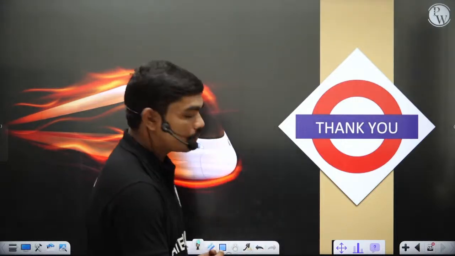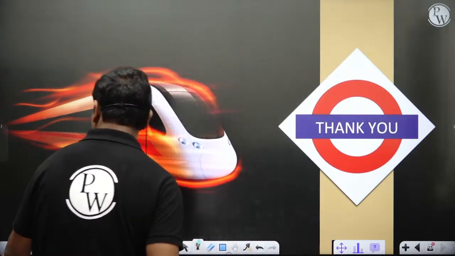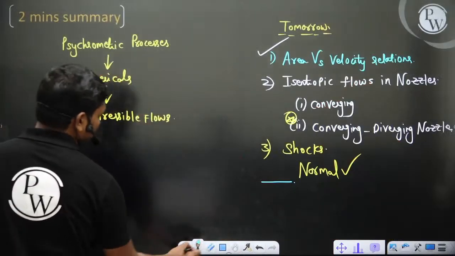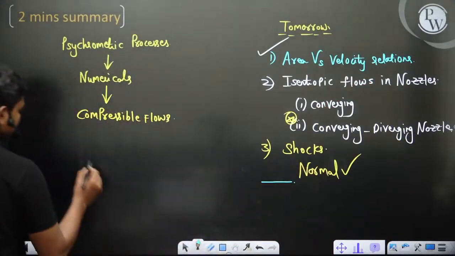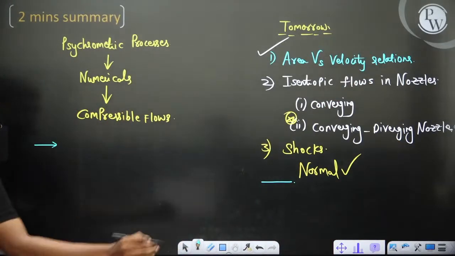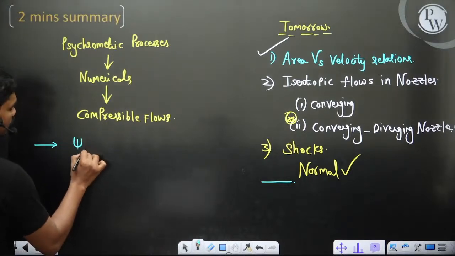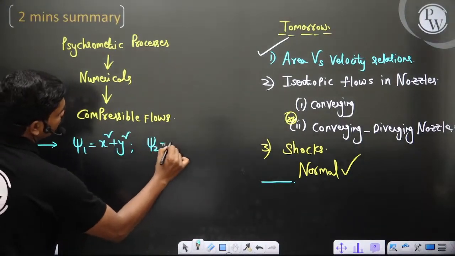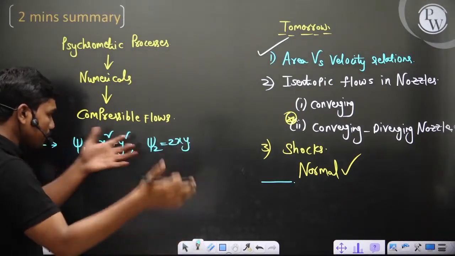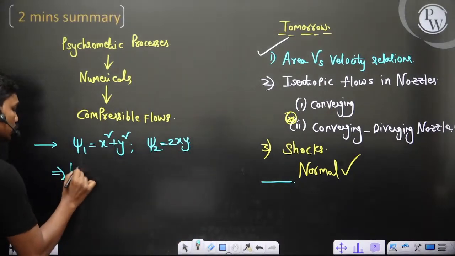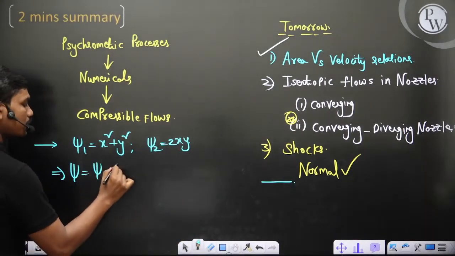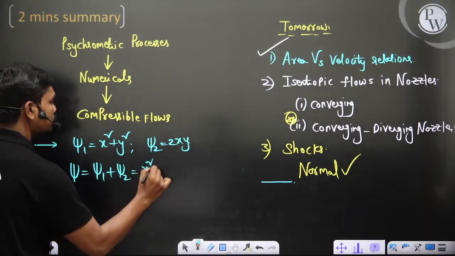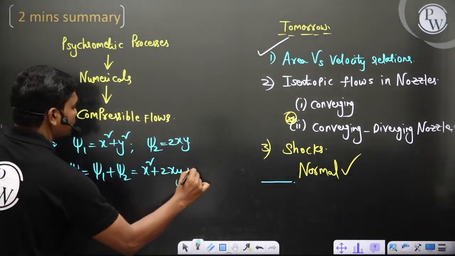Please explain the last question on the stream function. Yes, the stream function question which we talked about. Normally in potential flows, if you have seen those videos, psi1 is equal to x square plus y square, psi2 is equal to 2xy. If you combine these two flows, we get the superposed stream function psi1 plus psi2, which is x square plus 2xy plus y square.